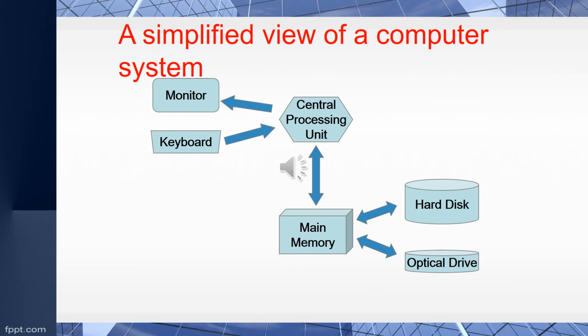General purpose machines' functions depend on the software program that is running. The user can change the function of the general purpose computer by changing the application program or software. What you see in this slide is a simplified view of a computer system. It has input, output, processing, and storage.